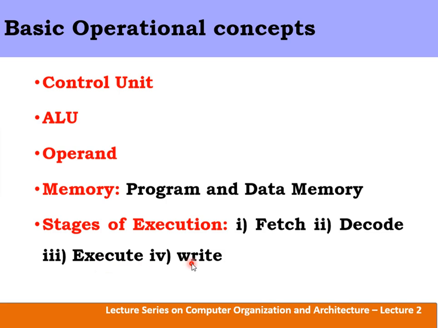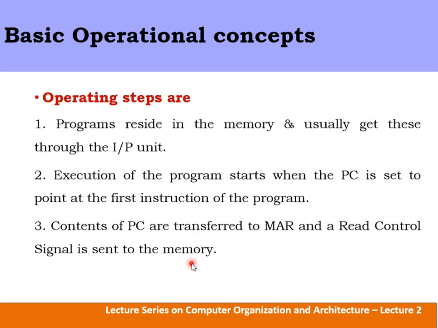Write means we are going to store that information either back to the memory, or it may be sent to the outside output unit of the computer, or it may be stored in the processor register itself. So these are the stages of the execution. Now we'll discuss exactly the operating steps, how exactly the processor is going to execute the program.